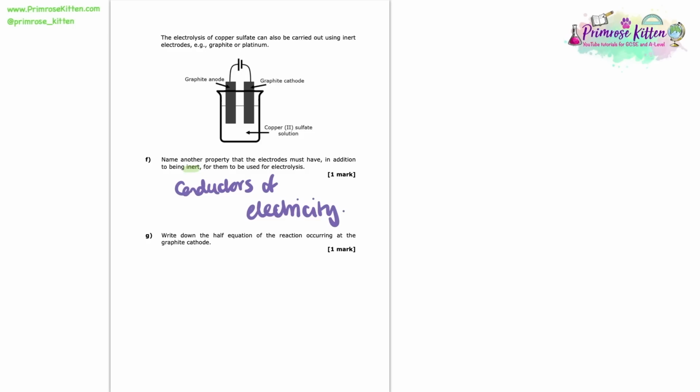Now we're asked to write down the half equation of the reaction occurring at the graphite cathode. The graphite cathode is the negatively charged electrode, which means that the copper ions are going to be attracted to it and they're going to gain electrons from it. So in this case, the copper ions are going to be reduced and turned into copper. And so our half equation is Cu2+ + 2e- → Cu, where the 2 electrons balance the 2+ charge of the copper ion.